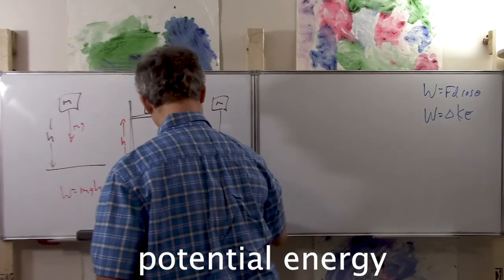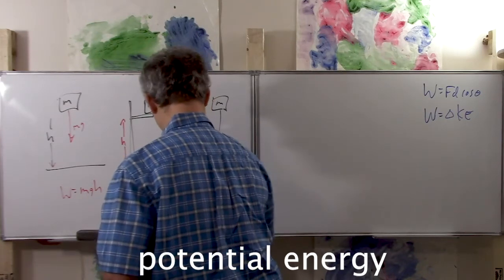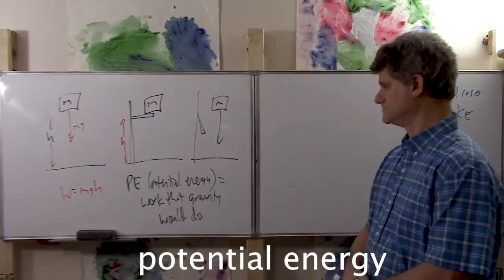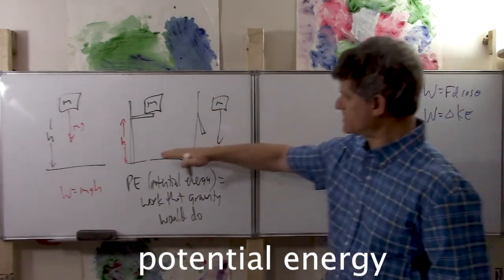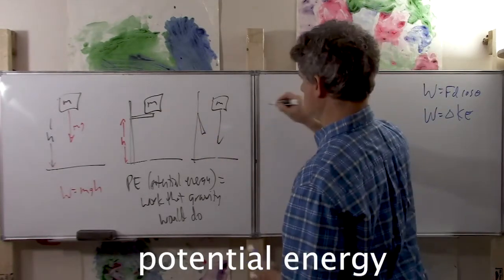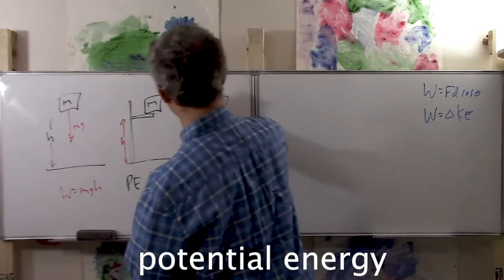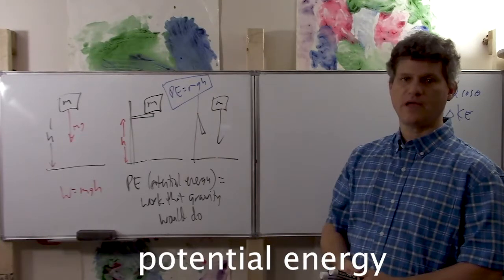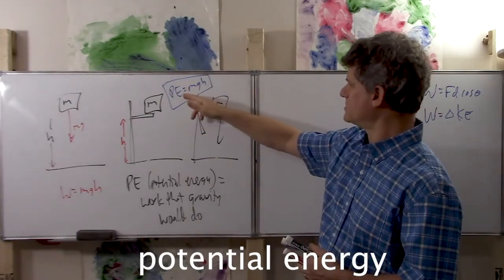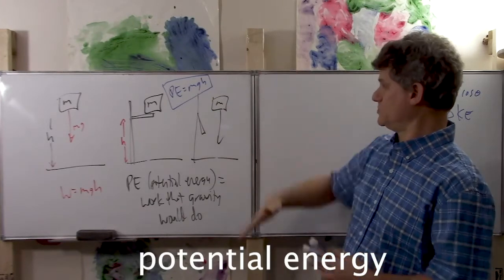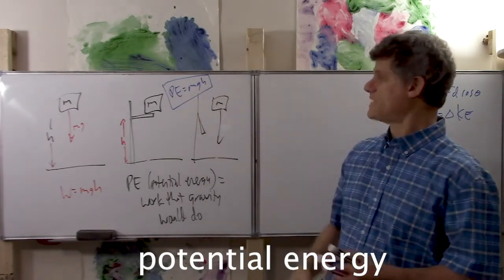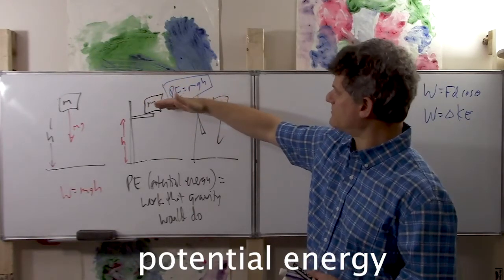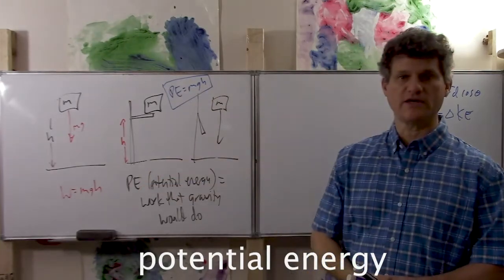So for an object at a certain height h, we'd say the potential energy is mgh. That becomes another formula to know. But if you think about it, what does it really mean? The potential energy is the amount of work that gravity would do. So if we say the potential energy is mgh, that means an object at height h has a certain amount of energy, which means that gravity would do mgh worth of work if the object fell.